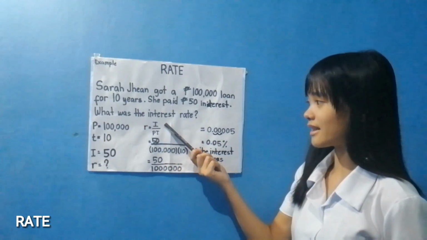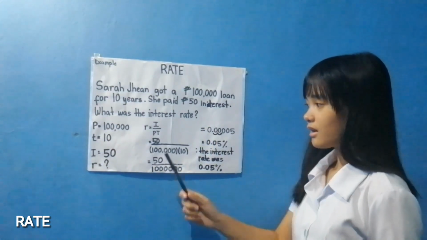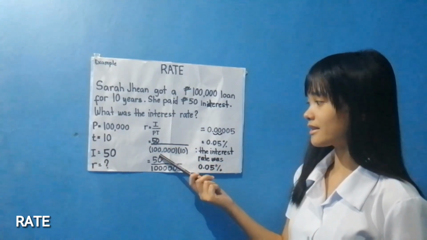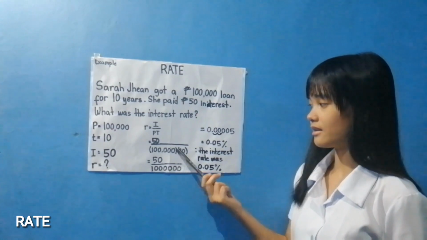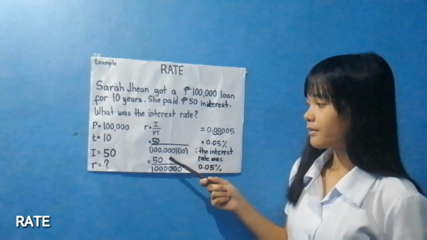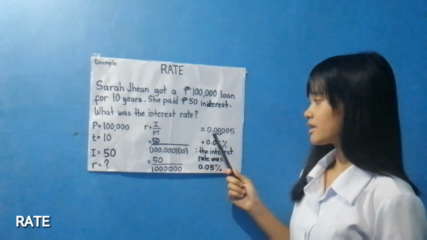Rate equals interest over principal times time. Then substitute, and it would be 50 over 100,000 times 10. 100,000 times 10 equals 1 million. Then divide 50 over 1 million. The answer would be 0.0005.